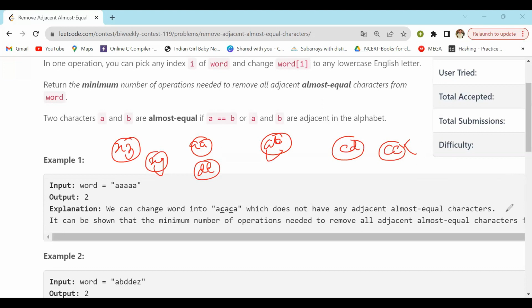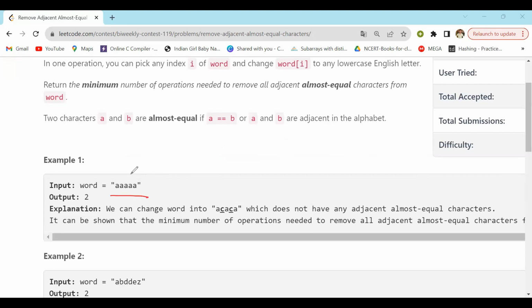Okay. So in the given word, you have to remove all the almost equal characters. Let's see how to remove. So here let's see we have A A. They are almost equal, right? So ideally, what should you do? You should change any one. Obviously, you have to change any one to not make them almost equal. Let's consider a basic case, right? Let's say we have A B, right?